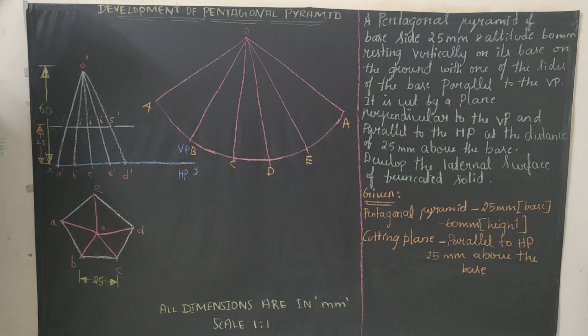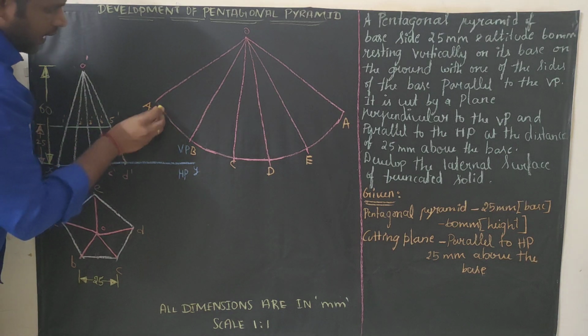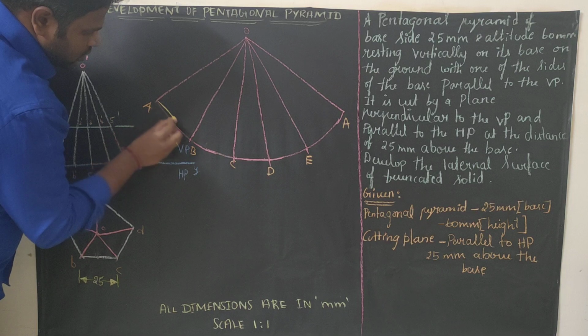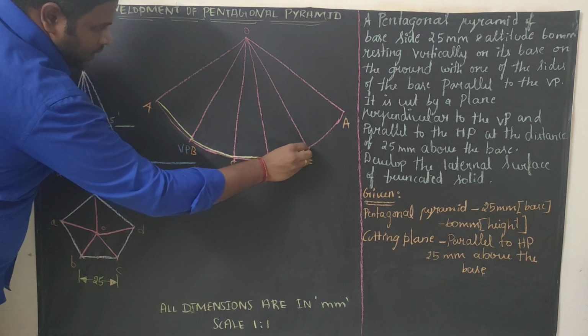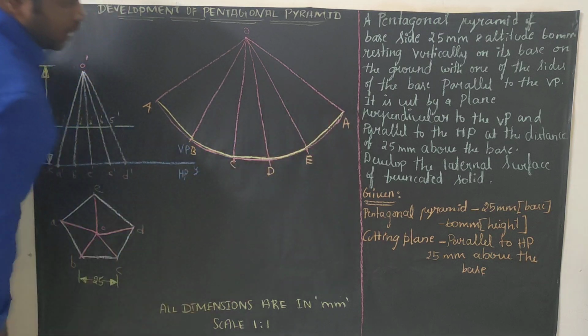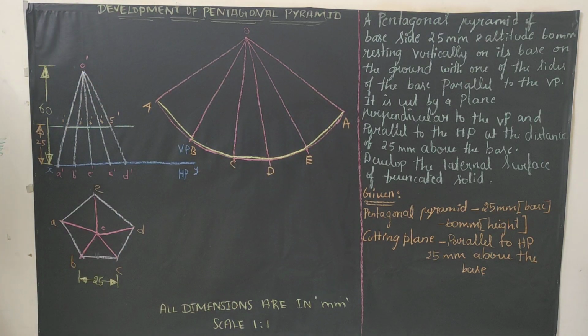Then what you need to do is, since we are having the visible edges, right, so A, B, B, C, C, D, D, E are all visible edges. So just join A and B, B and C, C and D, D and E and E and A. You have to join with your scale. Okay. Next thing is what you need to do is you measure O dash to.